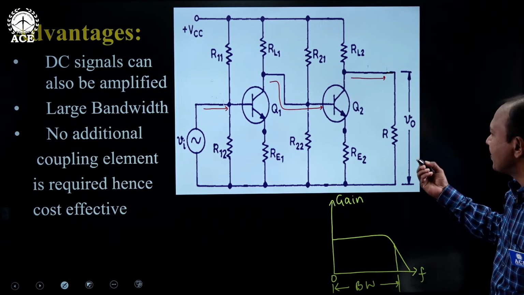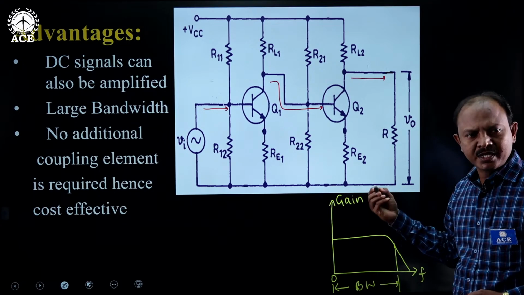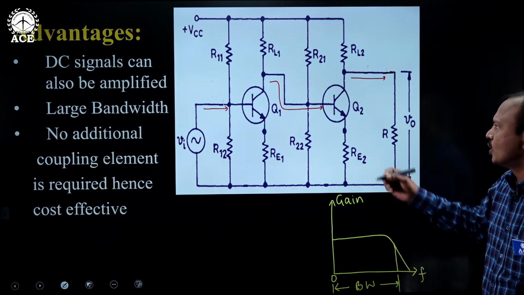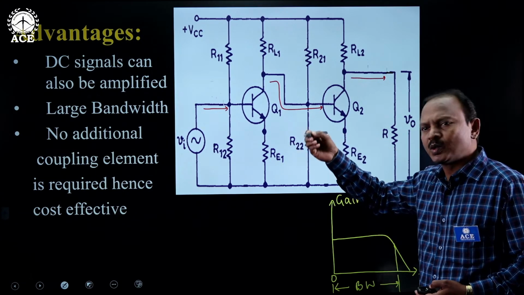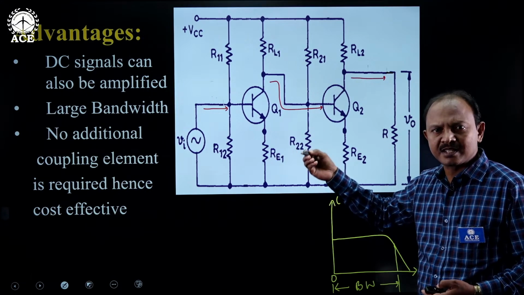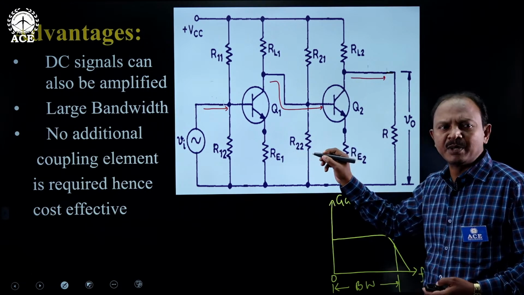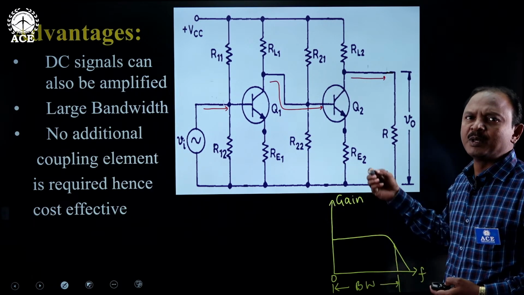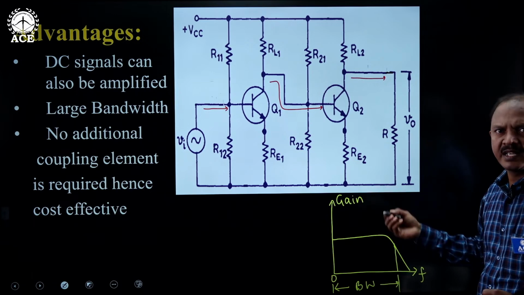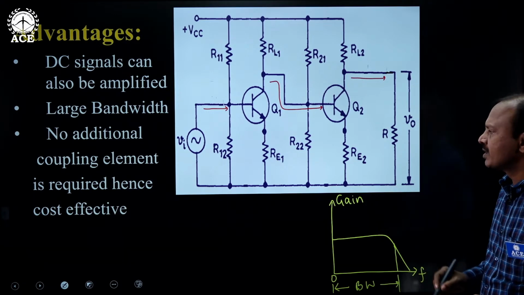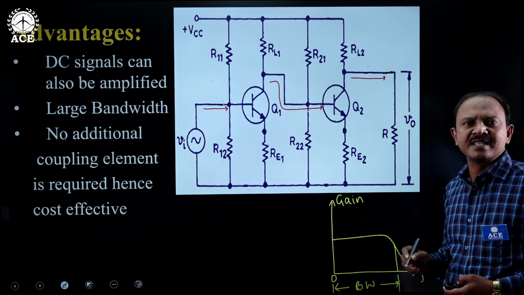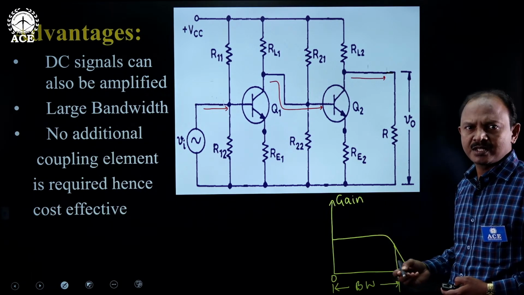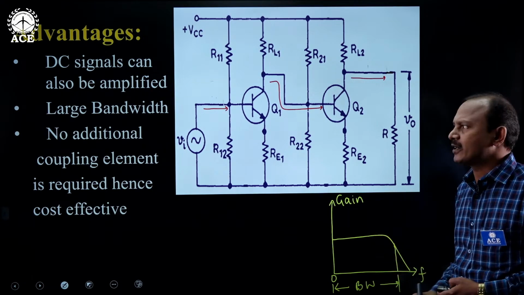Next, since no coupling element is used in the circuit, of course, the circuit is cost effective. Understandable? No additional coupling element is used, no coupling capacitor, transformer or inductors, only a direct coupling mechanism by means of a connecting wire. Therefore, the implementation cost of the circuit is very less, hence it is considered to be cost effective. These are the basic advantages of this circuit. However, this circuit suffers from many drawbacks. Let us consider those drawbacks one by one.